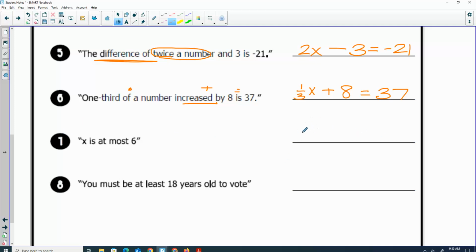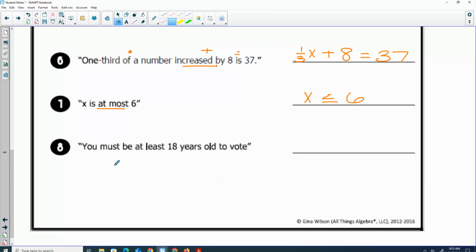Number 7, x is at most. At most means it can be less than or equal to 6. Everybody should be paying attention right now. Number 8, you must be at least 18 years old to vote. So your age has to be at least. That means you can be 18 or older to vote. So greater than or equal to 18.